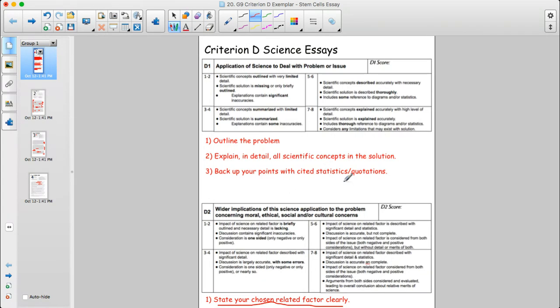Hopefully that has made the Criterion essay a little bit clearer. And if you have any questions, ask your teacher in class.